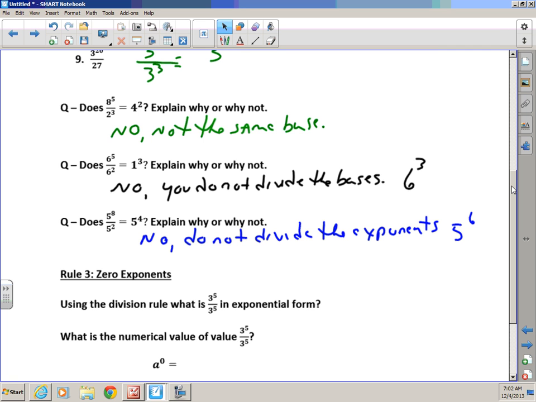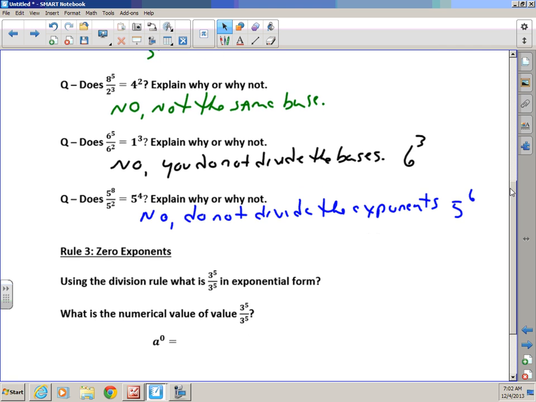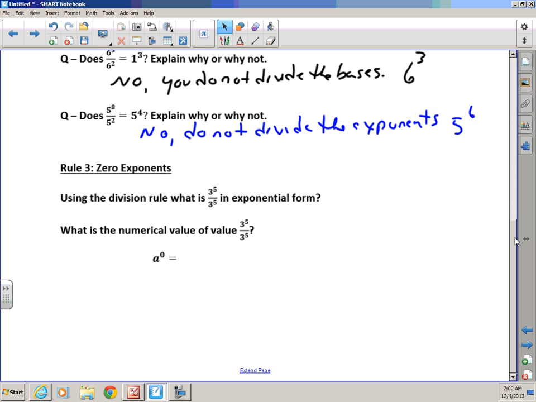Now, the last thing I just want to go through is our third rule, which is 0 exponents. And let's look at this in a couple of different ways. Using the division rule of 3 to the fifth over 3 to the fifth, what would I do with those exponents? I would subtract them and get 3 to the 0 power.